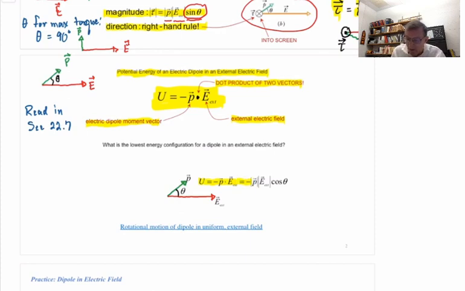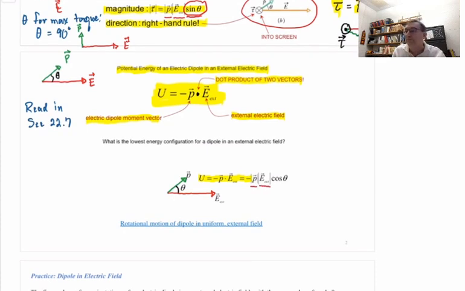After the negative, you would put the magnitude of the first vector, dipole moment, times the magnitude of the second vector, external field, times the cosine of that angle theta between them. Cosine, not sine. And with that equation, you can calculate the potential energy of the dipole in the field. How much stored energy is there?